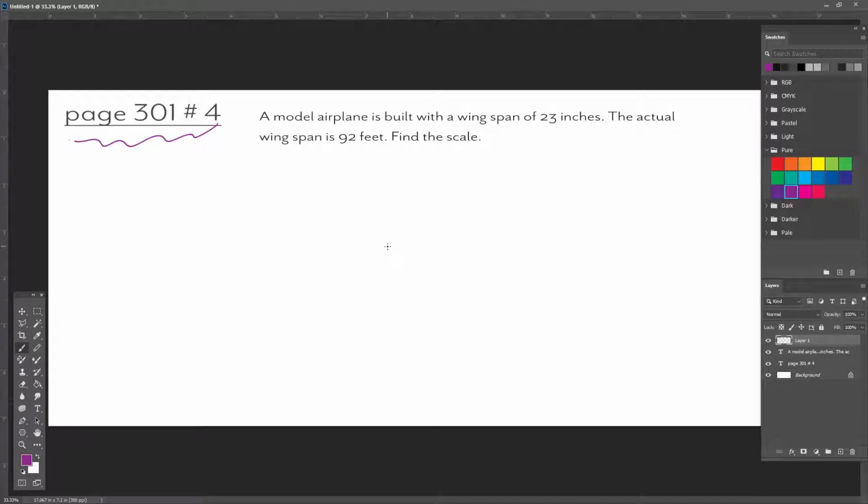And so, like we always do, we're going to put the model, the not actual, the not real one, the not big one, on the top. A lot of times, sometimes that's not true, like the insecty one that we did the other day. But we're going to put the model on the top of the fraction. And so the model is 23 inches. And then the actual we're going to put on the bottom. It is 92 feet.